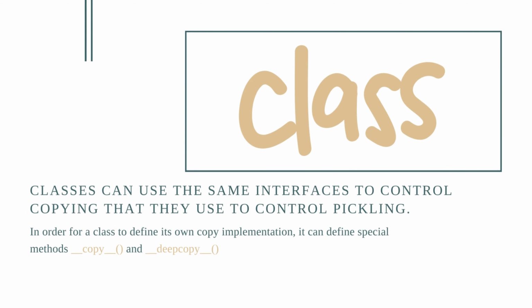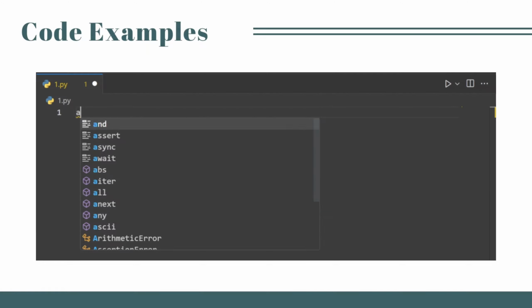Classes can use the same interfaces to control copying that they use to control pickling. In order for a class to define its own copy implementation, it can define special methods __copy__ and __deepcopy__. Let's look at some examples.